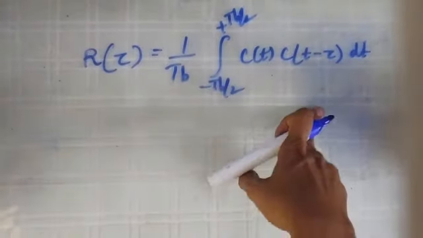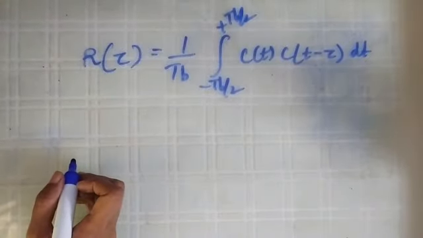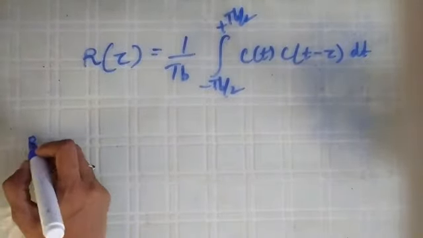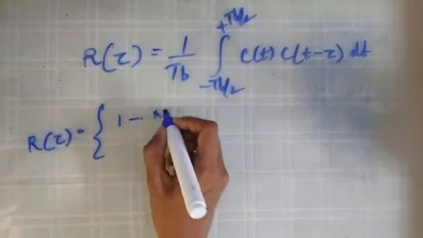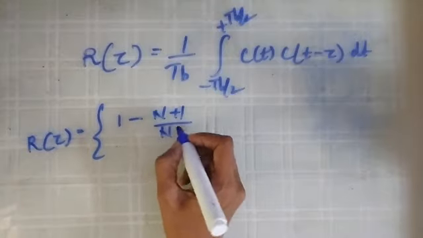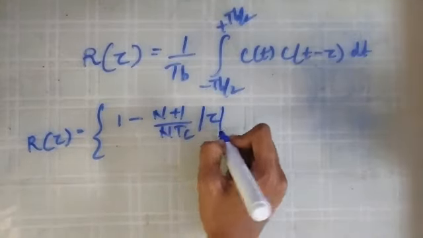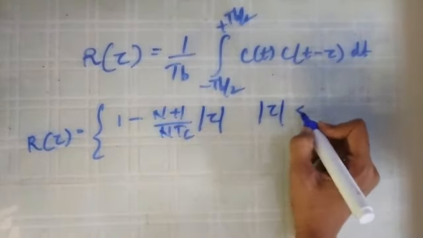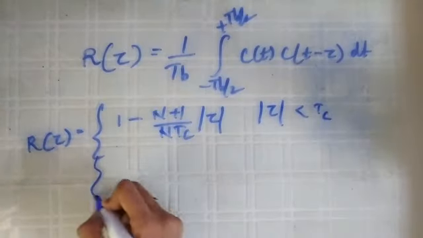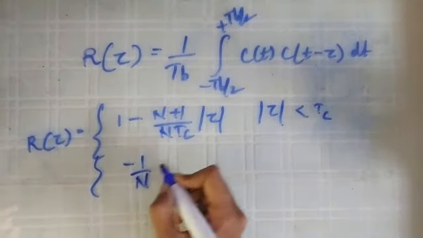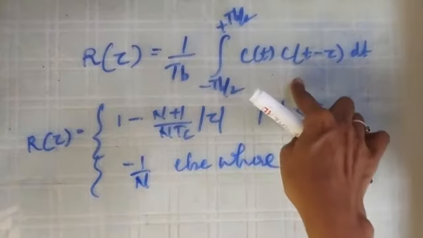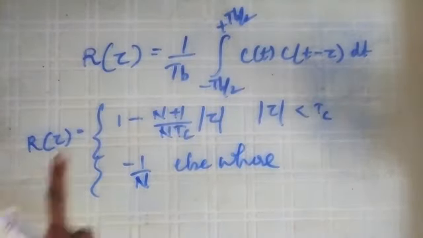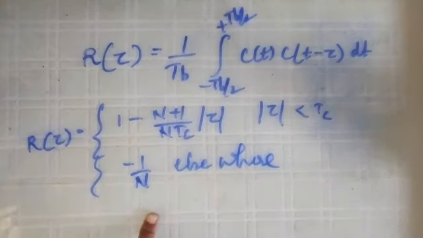Now if you solve these equations, considering the signals which we already covered in module 1, the autocorrelation function R of tau is equal to 1 minus (N plus 1) by N times mod tau by Tc, for mod tau less than Tc, and it is minus 1 by N elsewhere. So if you simplify this integral, you will get this value of autocorrelation.